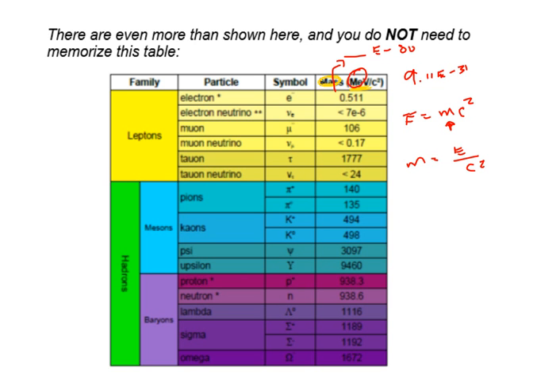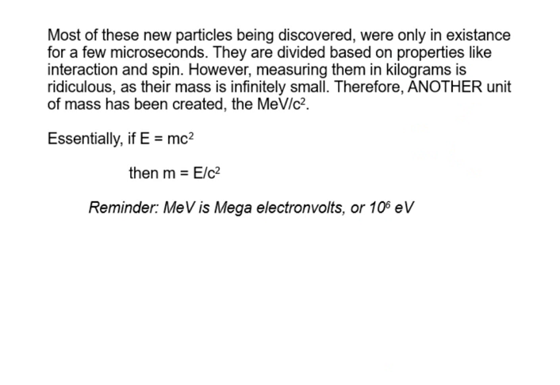So one thing I would like you guys to know is that if they give you MeV over c squared, that's a unit for mass. I've got notes on this on the slide here. Most of these particles being discovered only exist for a few microseconds. Again, how do we get these particles? We smash electrons into each other at high speeds, or we smash protons and neutrons into each other at high speeds, hoping that they will break. So measuring them in kilograms is kind of ridiculous. So this is the unit.